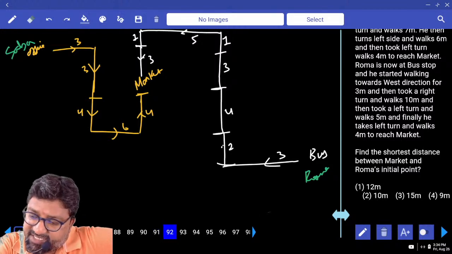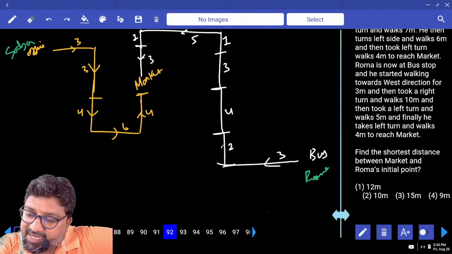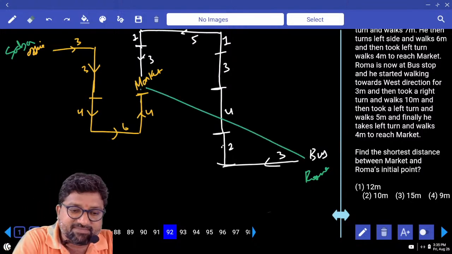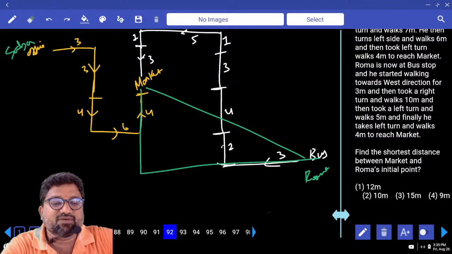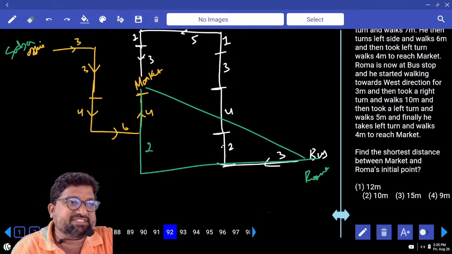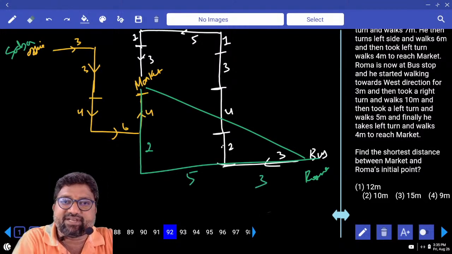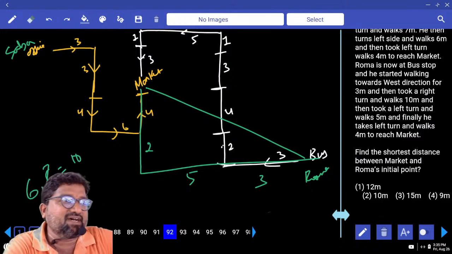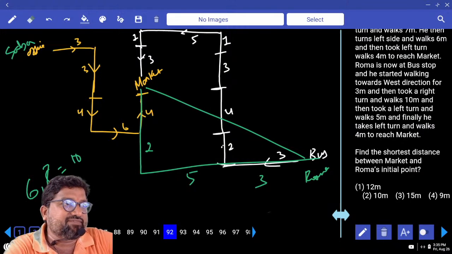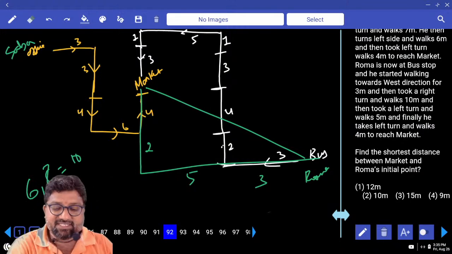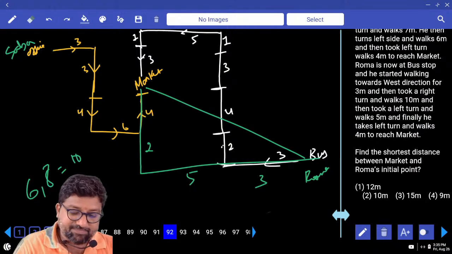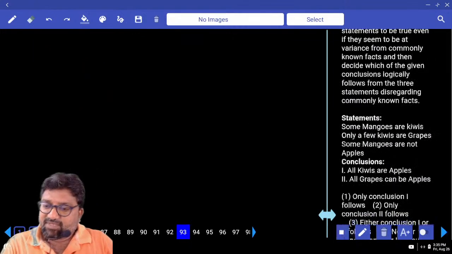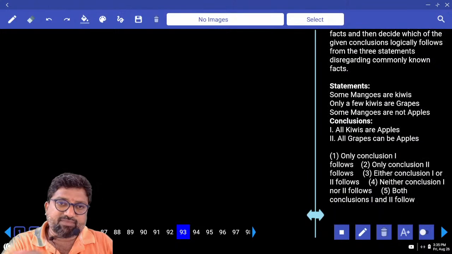Find the shortest distance between the market and Roma's initial position. If it is the shortest, this is the shortest. 4 to 6, 5, 3, 8. 6, 8. What's the answer? 10. Root of 6 square plus 8 square. 3, 4, 5, 6, 8, 10. Yesterday we have discussed this. Clear? Okay. See, deliberately I am skipping some easy questions.